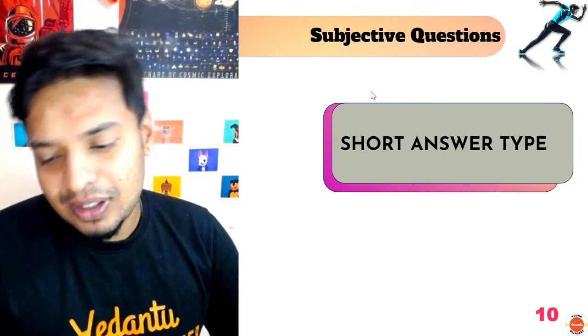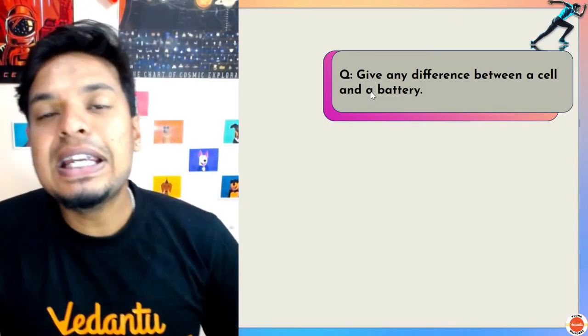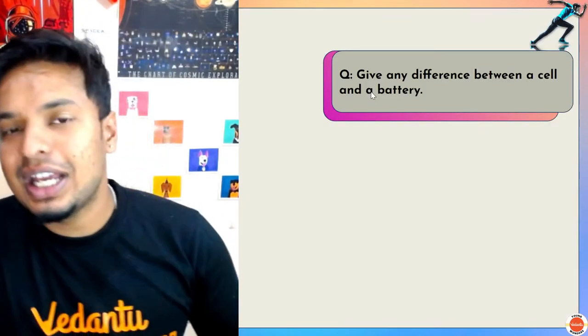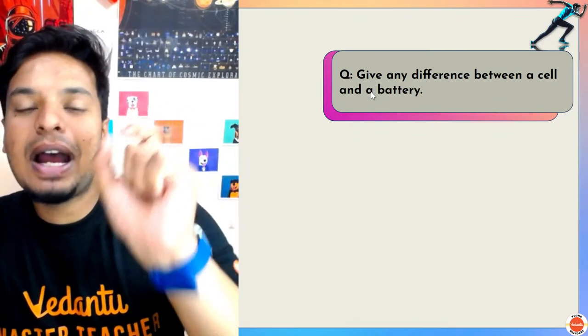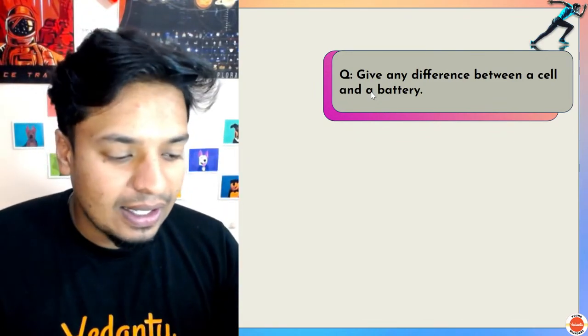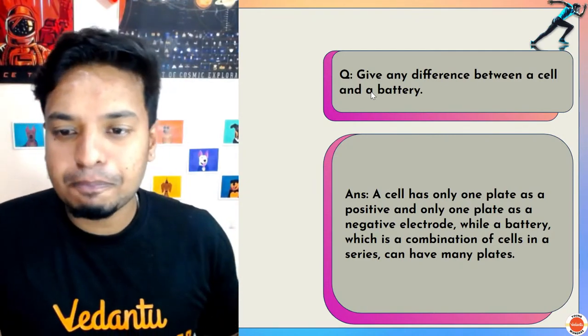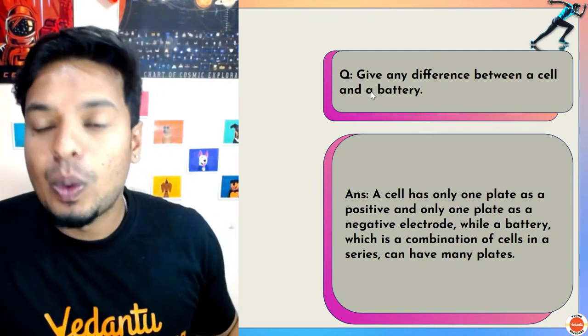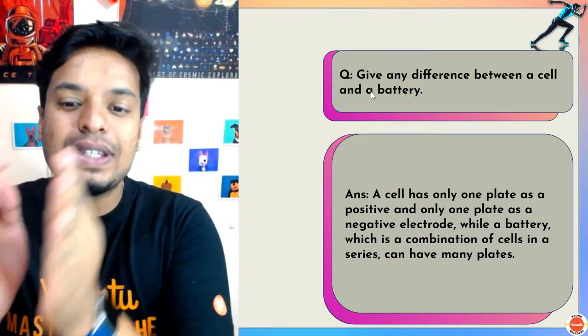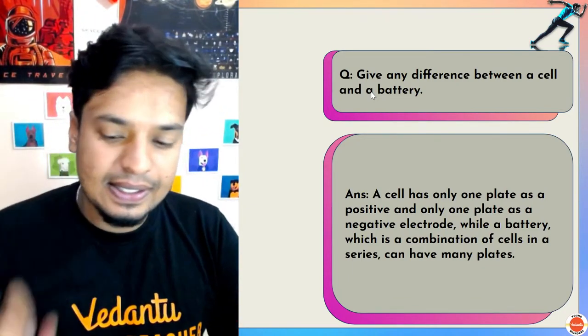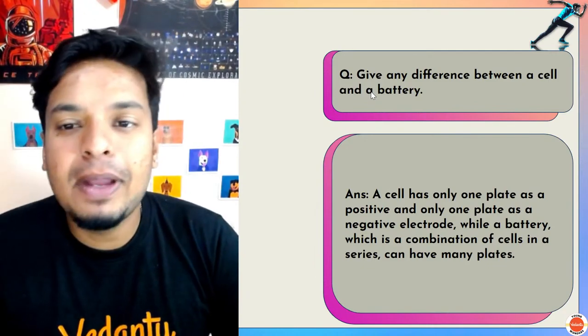Okay, first question. Give any difference between a cell and a battery. A cell is a single component. A battery is a group of cells. Exactly. So a cell has only one plate as positive and one plate as negative, while a battery is a combination of cells in series and can have many plates.